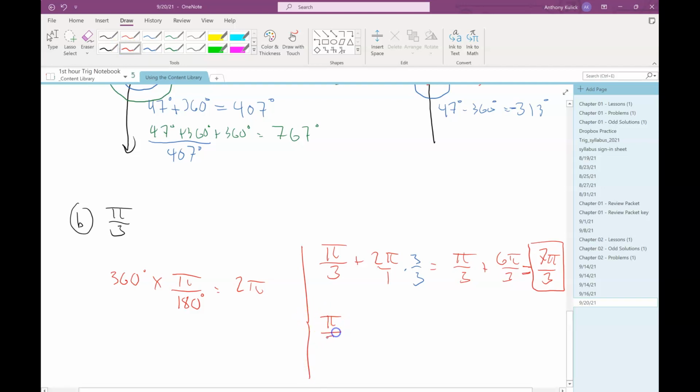Let's say that to find our second coterminal angle, instead of adding, let's subtract this time, just for grins. You could add 2 pi again to your previous answer, as Emilio suggested, or we could subtract from the original. Either is okay. And just like before, to subtract these two fractions, I need to make a common denominator. That common denominator is definitely going to be 3. Should be easy to see that. And then pi minus 6 pi is negative 5 pi over 3.